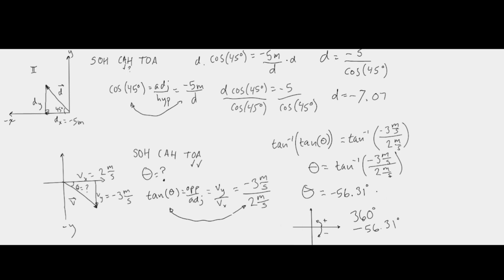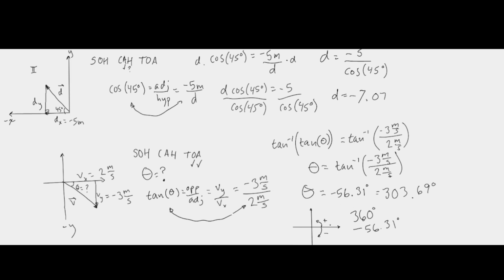So to find the positive equivalent of negative 56.31, I take 360 degrees minus 56.31. That gets me 303.69 degrees. 303.69 degrees. So this is the positive equivalent of negative 56.31.